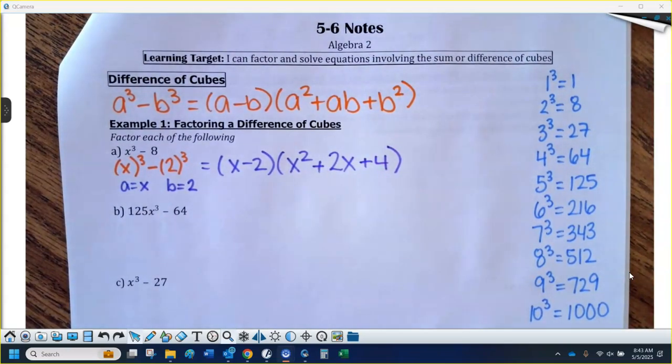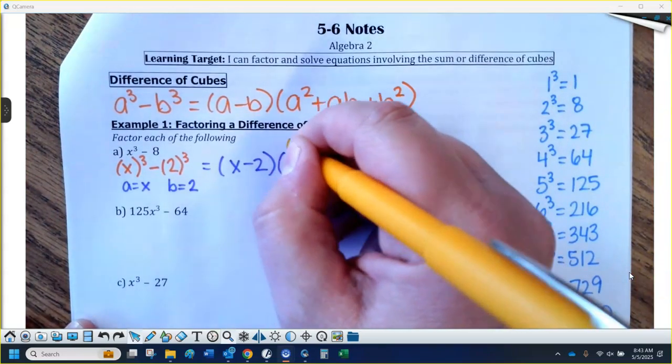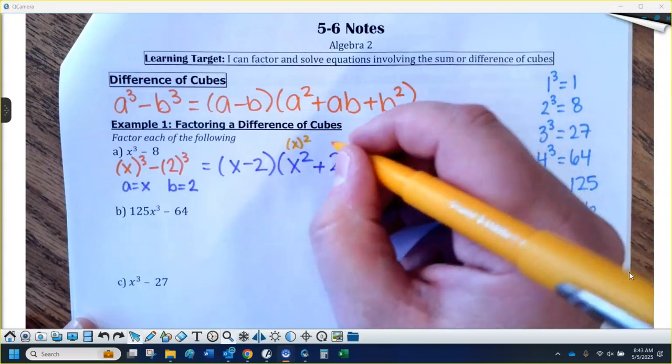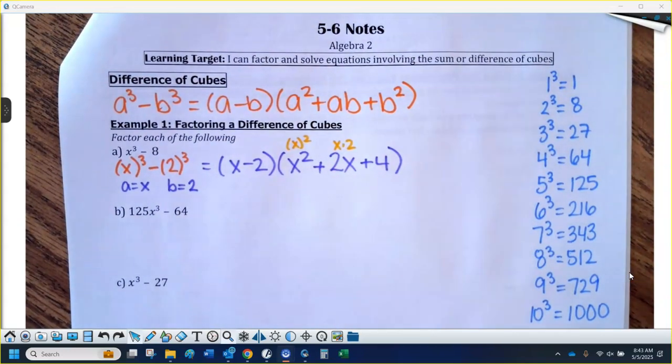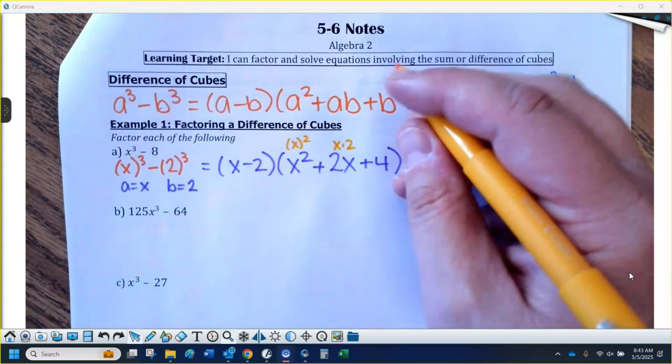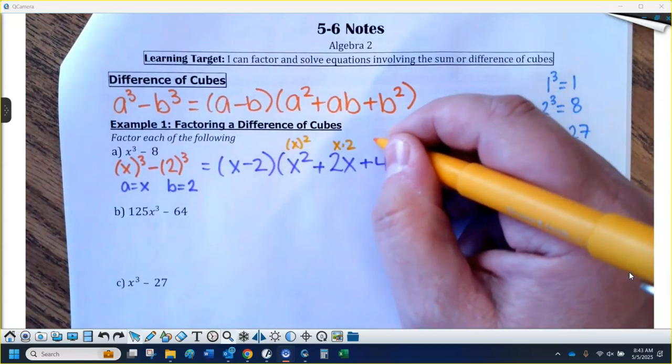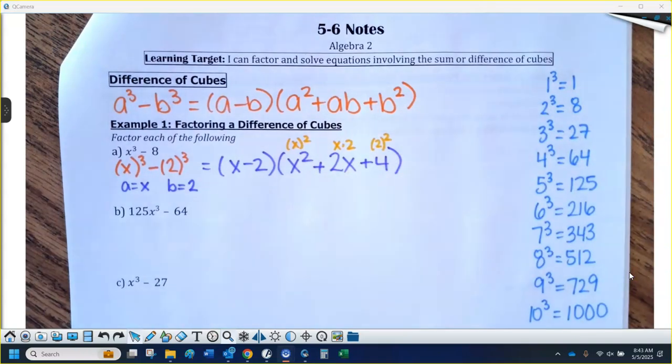And if you're wondering what the heck, a squared would be x squared here. A times b would be x times 2. I'm just writing it as 2x because that's the typical notation to put the number in front. And then the 4 is b squared, which is 2 squared. So that's where those are coming from. I just simplified it as I put it into the problem.